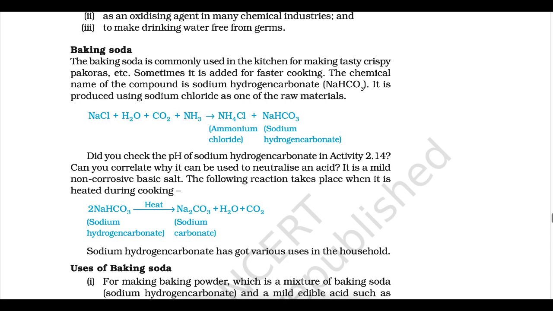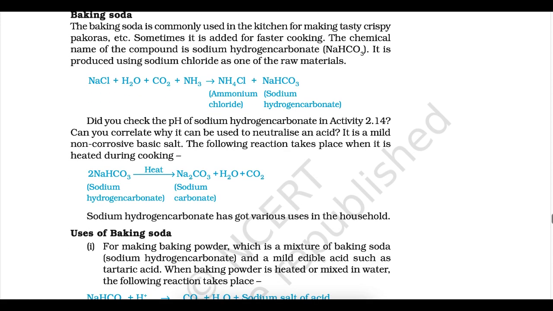Baking soda. Baking soda is commonly used in the kitchen for making tasty, crispy pakoras, etc. Sometimes it is added for faster cooking. The chemical name of the compound is sodium hydrogen carbonate. It is produced using sodium chloride as one of the raw materials.